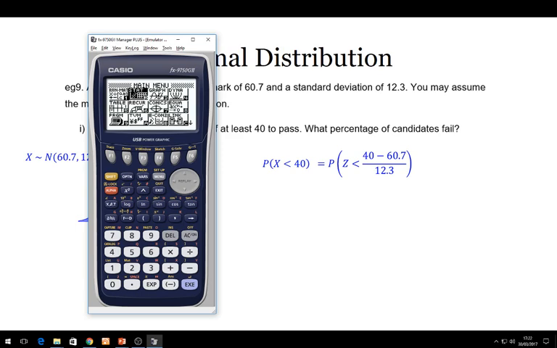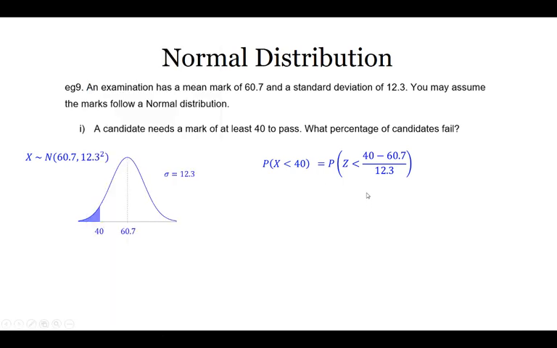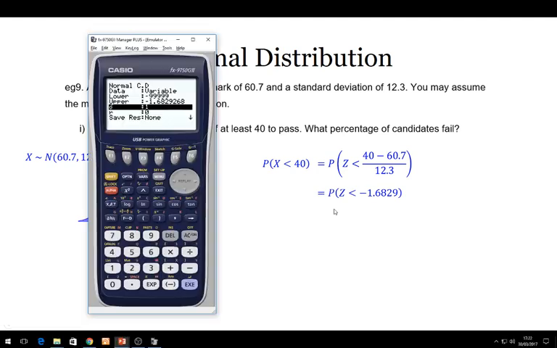On my graphical calculator, I can work this out. Now we're working out a probability, so norm but NCD for working out a probability. We put in brackets 40 minus 60.7, close brackets, divide by 12.3. That gives me a z value then of negative 1.6829. So that's what I'm trying to find.